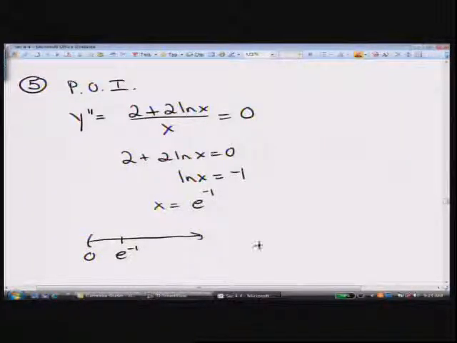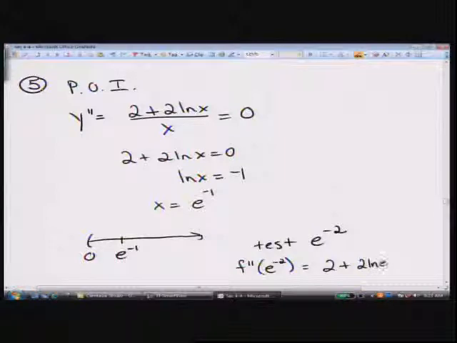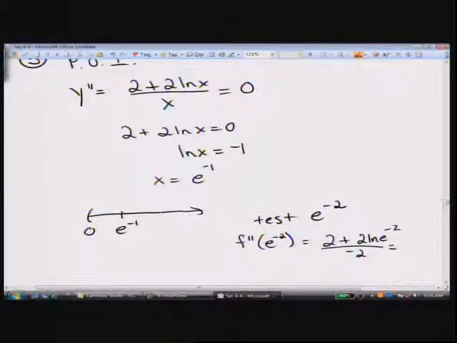If I test e to the negative 2 in the second derivative, it will be 2 plus 2 ln e to the negative 2, all over e to the negative 2. All I need to know is whether this is positive or negative. Can anyone tell me? Good. Over e to the negative 2. Thank you very much. Can y'all tell me whether this is positive or negative? Positive. It's going to be... Okay. Zach said negative.